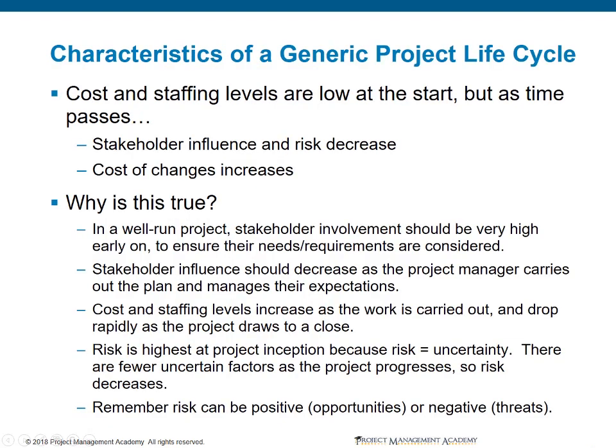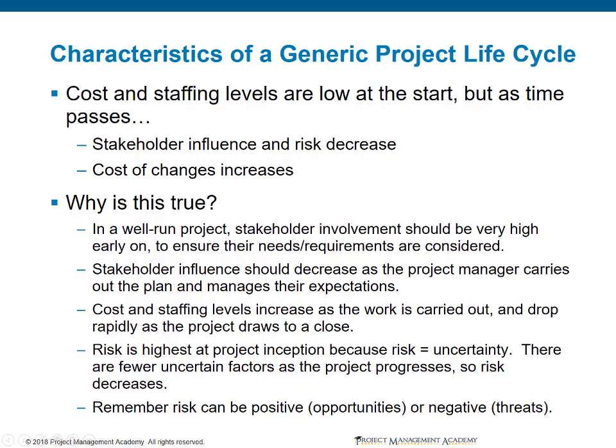Some characteristics of a generic project lifecycle. The cost and staffing levels are low at the start, but as time passes, stakeholder influence and risk decrease. The reason for this is the more planning that we do, the less ability stakeholders have to force a change in some kind of way. Simultaneously, risk will also go down as planning goes up. If we think about this, it actually makes a lot of sense.